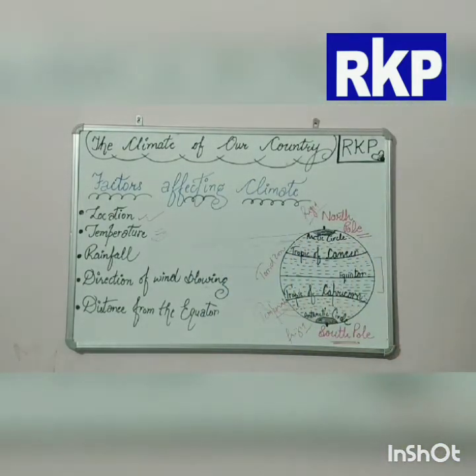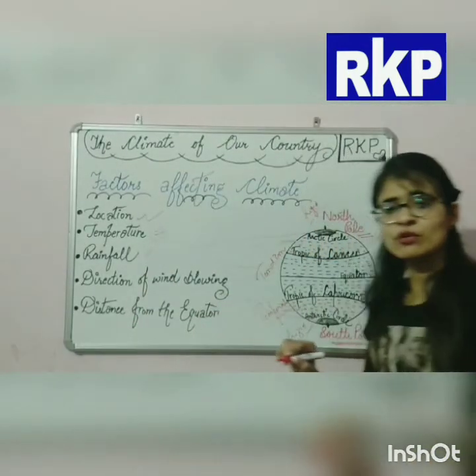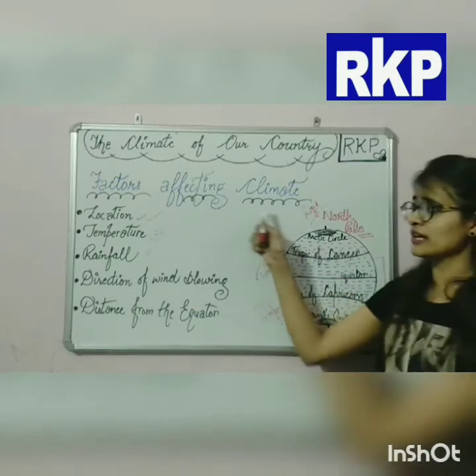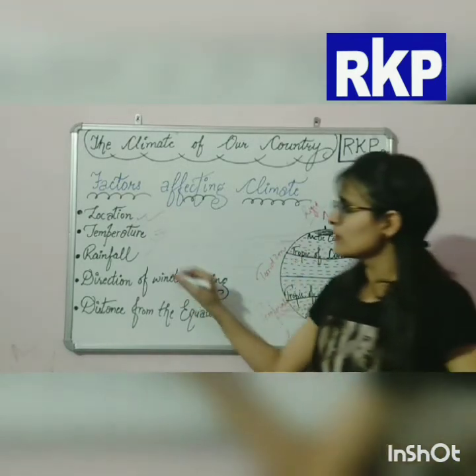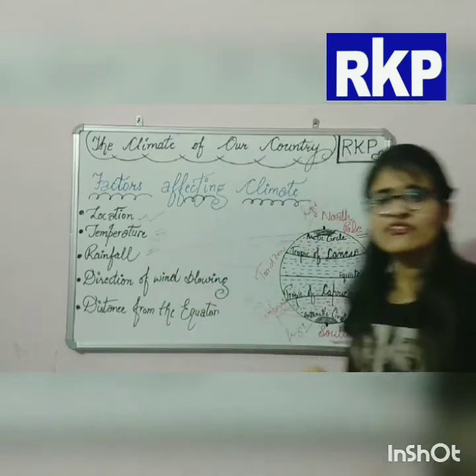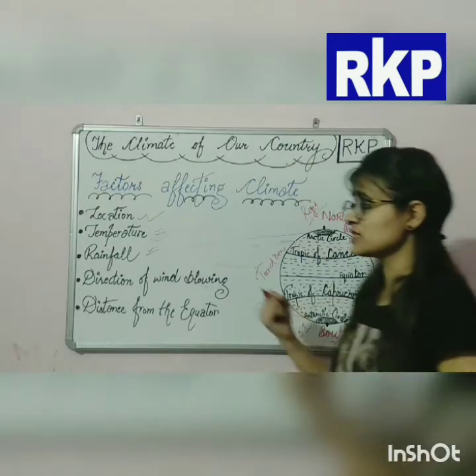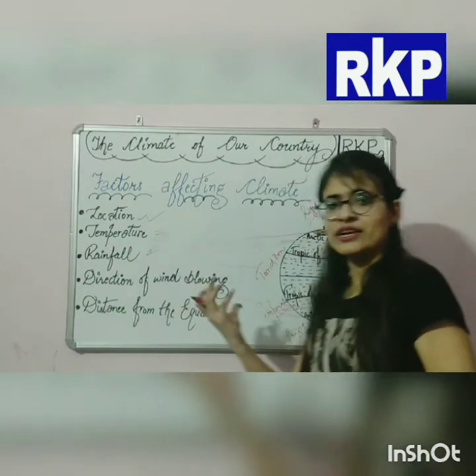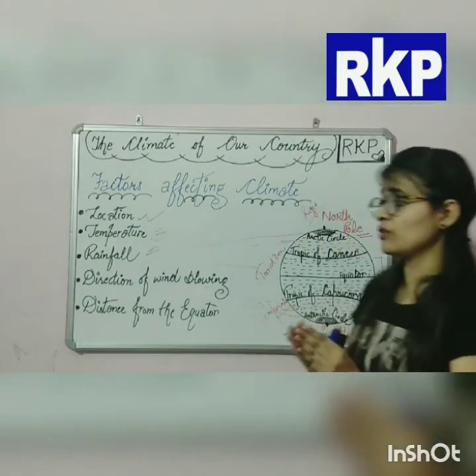Okay. The next is rainfall. Rainfall also affects the climate of a place. How? If rainfall happens at any place, if it's raining outside, then it will also affect the climate and the weather of a place.